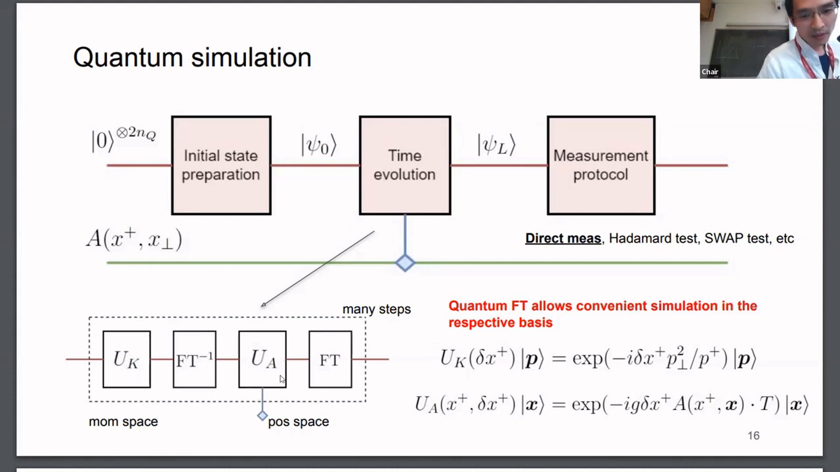And each time when we do the field evolution, we take the data from the classical computer. So this green line is the input from the classical computer. And after the evolution, we want to measure our state. There are many different measurement protocols we can follow, such as the Hadamard test and swap test, etc. And here in this preliminary work, we will just do direct measurements. So as you can see, the quantum Fourier transform allows convenient simulation in the respective basis.